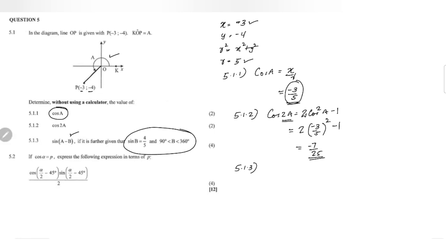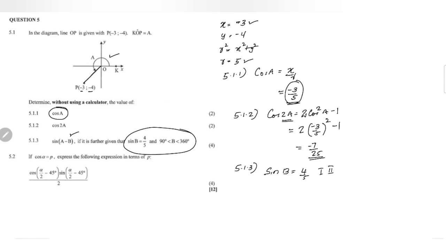Use this condition to know where angle B belongs. Okay, let me write the condition. First condition is sine angle B is equal to 4 over 5, which means sine is positive. Ratios are given; we are mainly checking for positive or negative. Sine is positive where and where? First and second, isn't it?